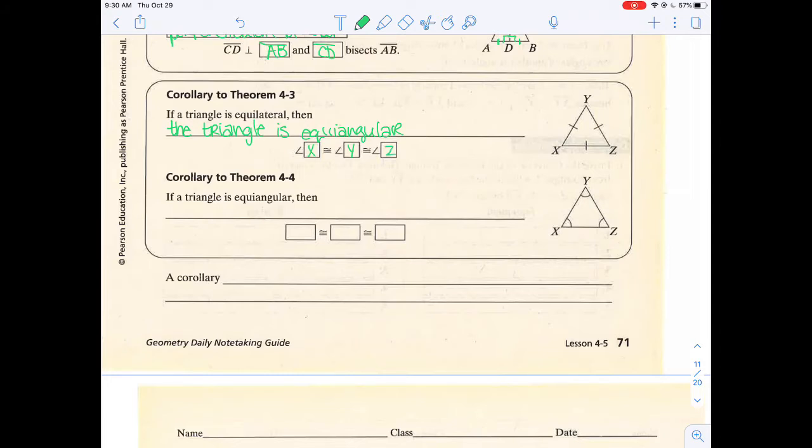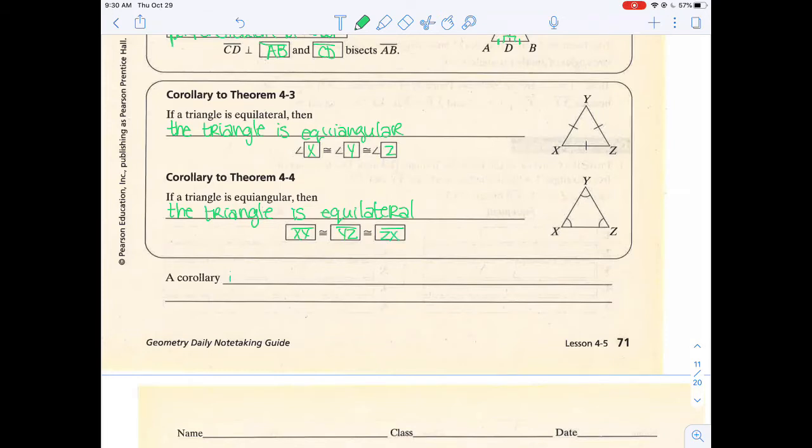So then the opposite of that, if a triangle is equiangular, then the triangle is equilateral. So if we know all the angles are the same, then we know all the sides are the same. So side XY is congruent to side YZ, which is congruent to side ZX.